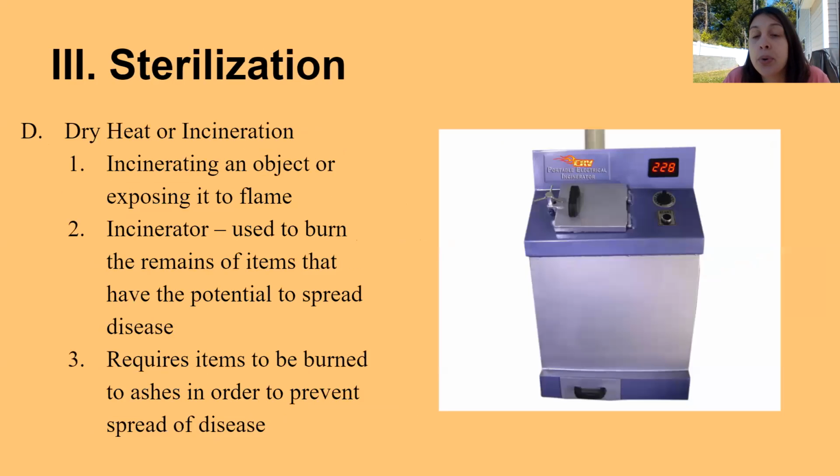You can also use dry heat or incineration, where you use an incinerator and expose it to a flame. Typically this is for an animal that's carrying a very contagious disease and is put down. Even if it's dead, it's possible that disease can still end up spreading. So the body is typically incinerated to make sure any traces of the virus or microorganism are dead and not going to be passed on. Everything is burned straight to ashes.